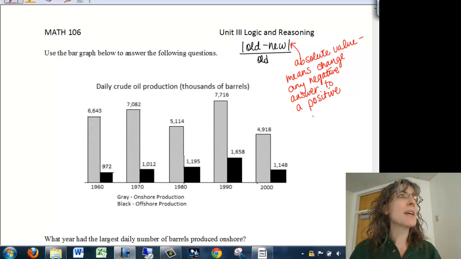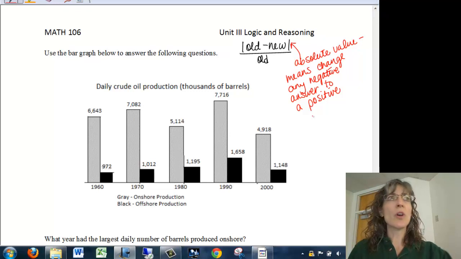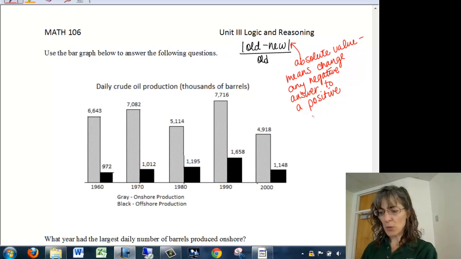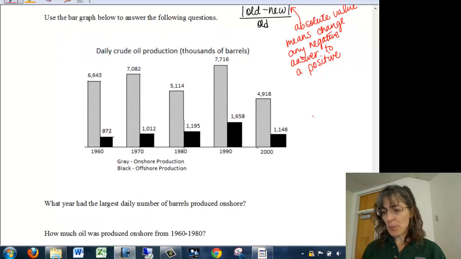Okay, and when we say old minus new, old is going to be the original or the starting or the older value time-wise, and then new is going to be the more current or the ending or whatever. So let's take a look at the first question we have down here.